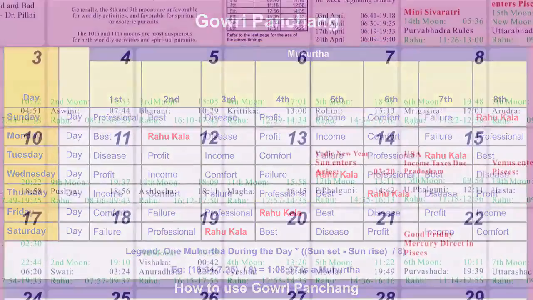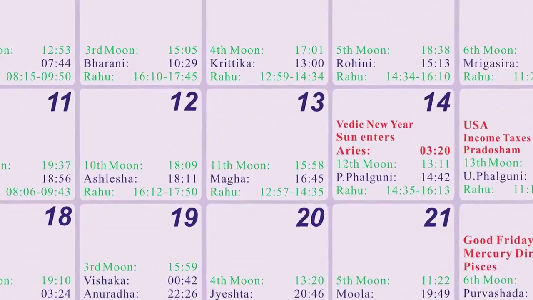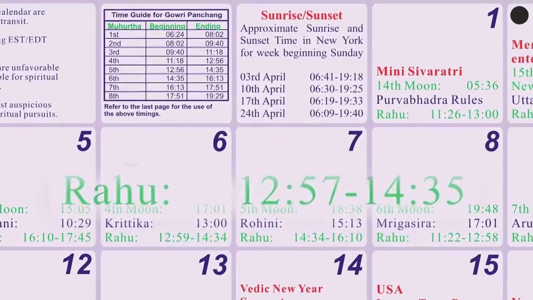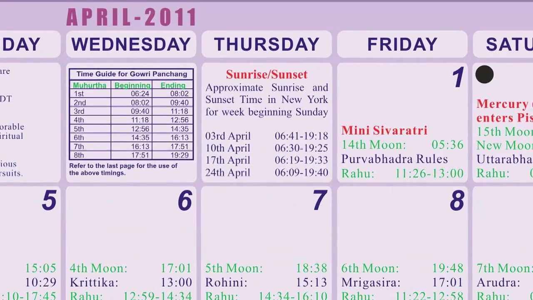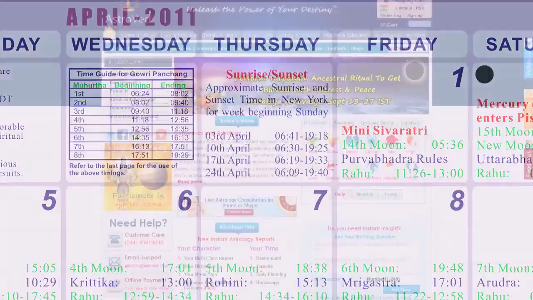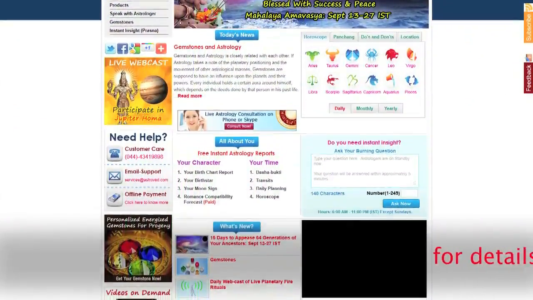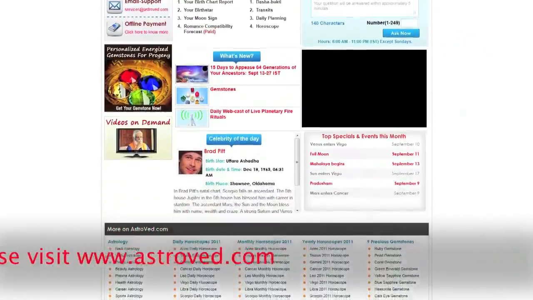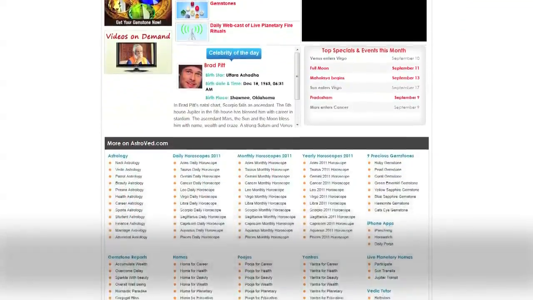If you look at the calendar, you'll see that Rahu Kala is listed with both the beginning and ending time. It's important to note that Rahu time is based on sunrise and sunset, so it is specific to your exact location. If you want to know more about any of the Vedic holidays and festivals, please visit our website at astroved.com and click on the Events tab.